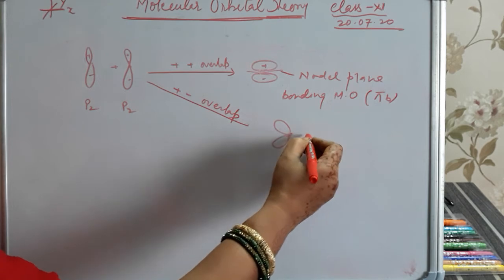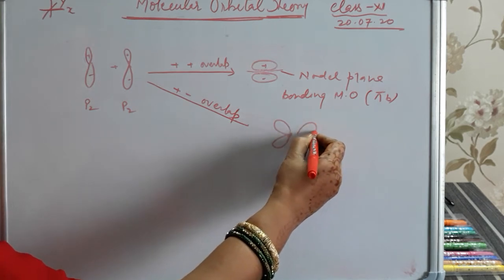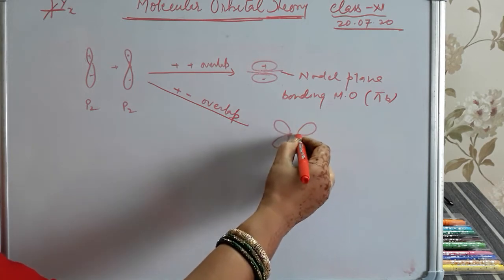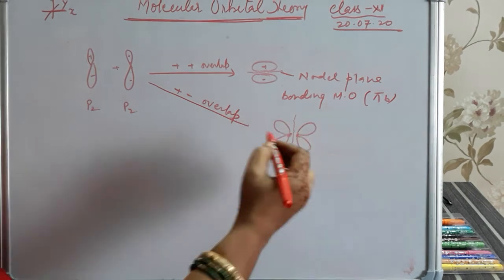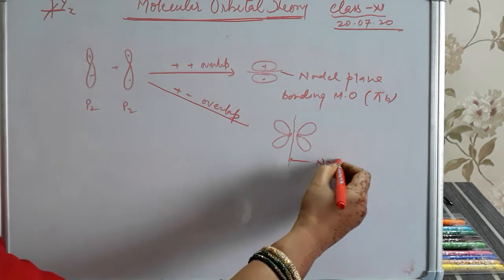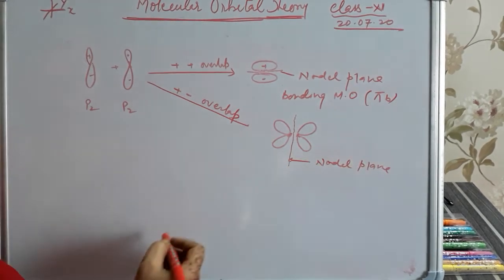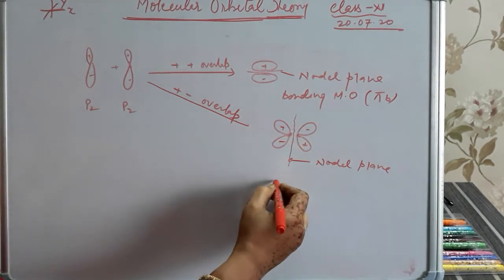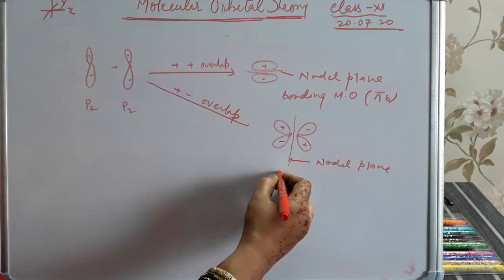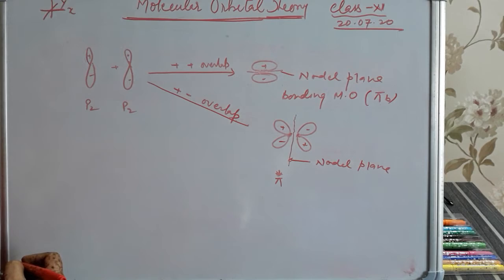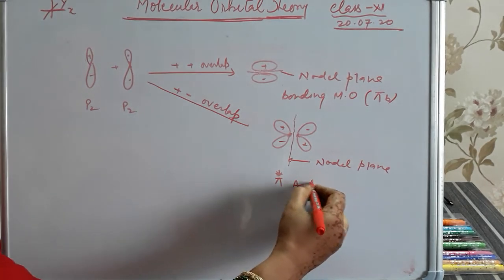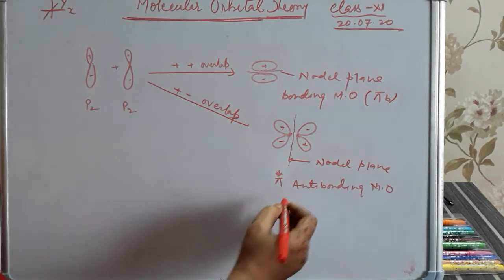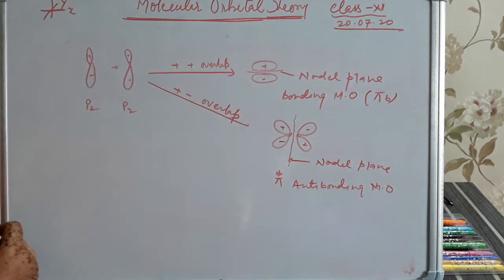And this is the nucleus, and this is the nucleus. Here is the nucleus, and here is the nodal plane. It is a nodal plane. So student, it is called the pi anti-bonding. Anti-bonding is represented by the star, and it is called the pi anti-bonding molecular orbital.